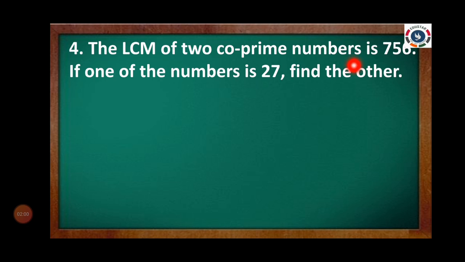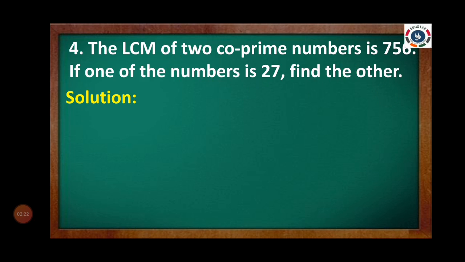Already we know the HCF of two co-prime numbers. What is that? Always 1. The HCF of two co-prime numbers is always 1, so there is no change in that value. So the HCF of co-prime numbers is 1. We know the LCM value and one of the numbers, and we need to find the other.